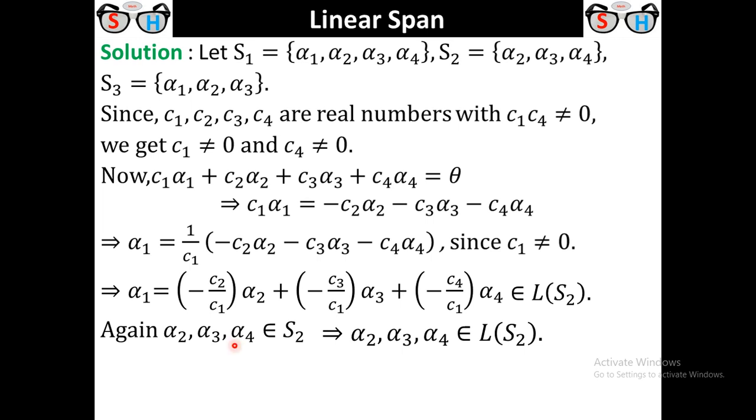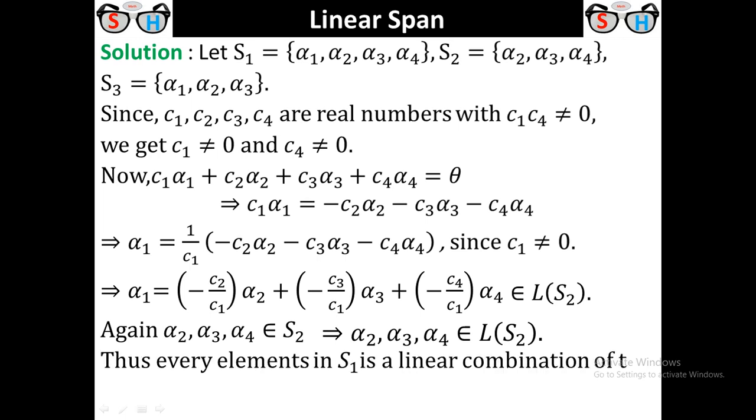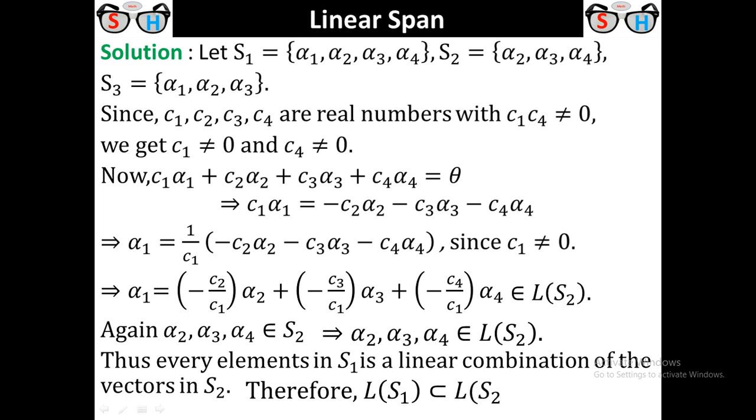Thus alpha 1 is in L of S2, alpha 2 is in L of S2, alpha 3 and alpha 4 are also in L of S2. So all the elements of S1 are elements of L of S2, that is, all the elements of S1 can be expressed as a linear combination of the elements of S2. Thus every element of S1 is a linear combination of the vectors of S2. Therefore we can conclude that L of S1 is a subset of L of S2.